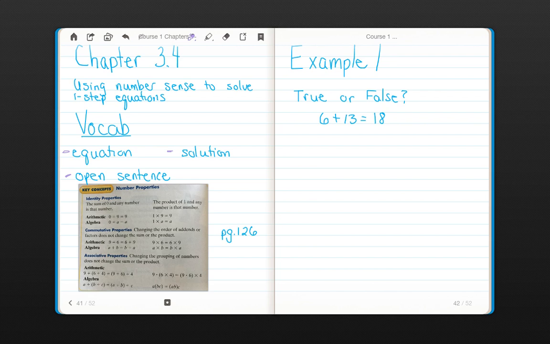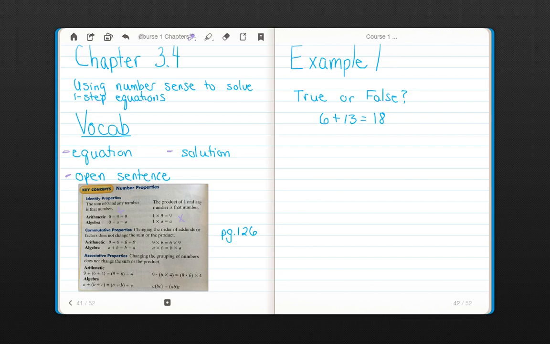It is going to take a little bit, but I really want you to understand them. So I'm going to go over them really fast with you, and then you can pause and copy them. So the first one is identity properties. There are two, one for addition and one for multiplication. So it says that the sum of 0 and any number is that sum.